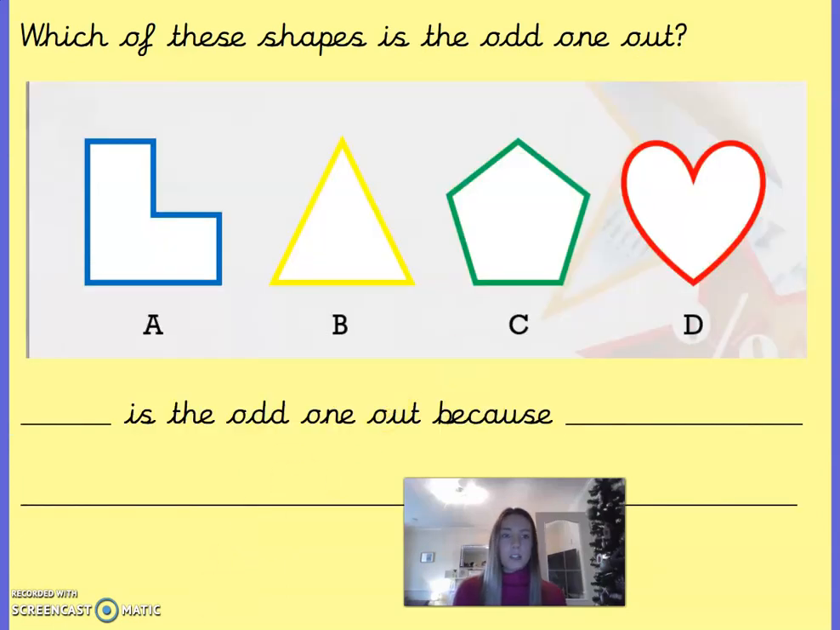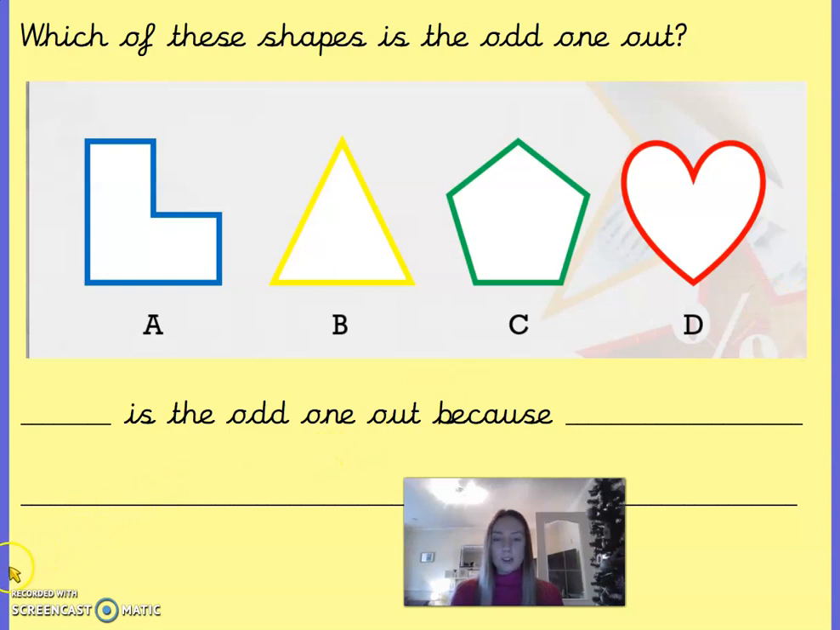Next, we're going to move on to these shapes. Which shape is the odd one out? Can you explain or think in your head which one is the odd one out? A, B, C, or D, and why? Remember, we're thinking about lines of symmetry. Which one is the odd one out?